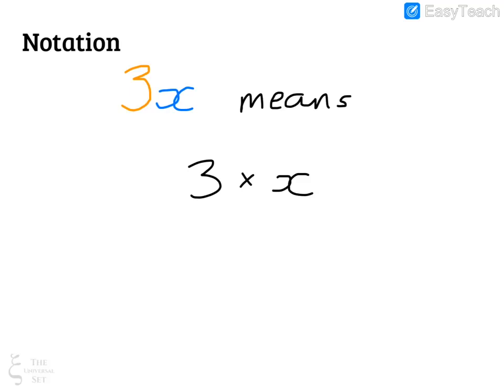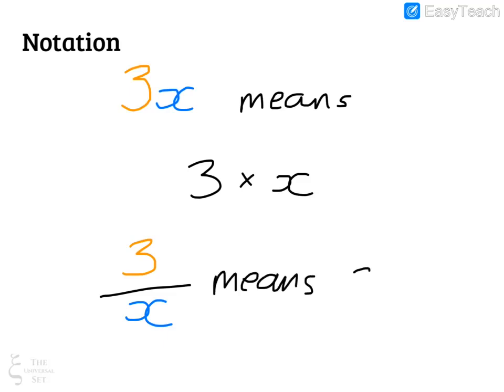And one other thing that I'd like us to know is if we see 3 over x, we should write like that. What that means is 3 divided by x. So whatever this x is, I'm going to take my 3 and I'm going to divide it by x.